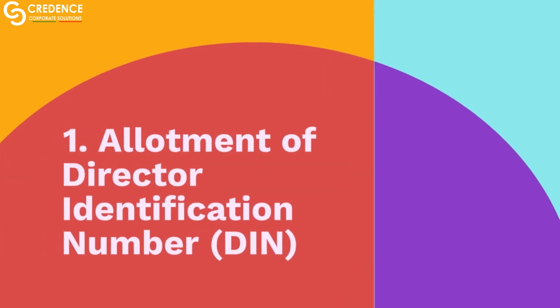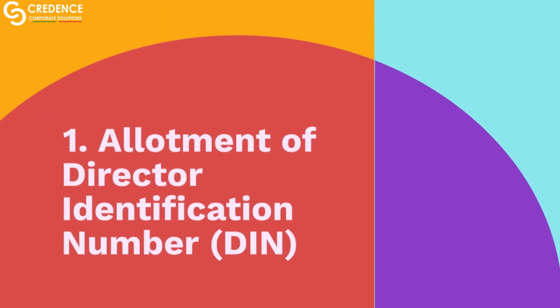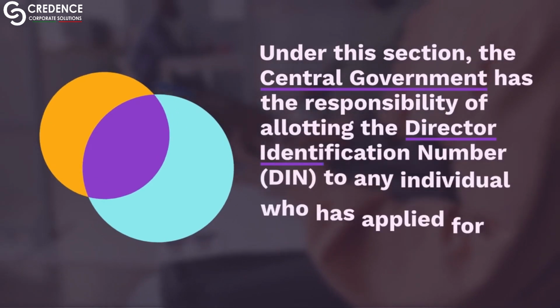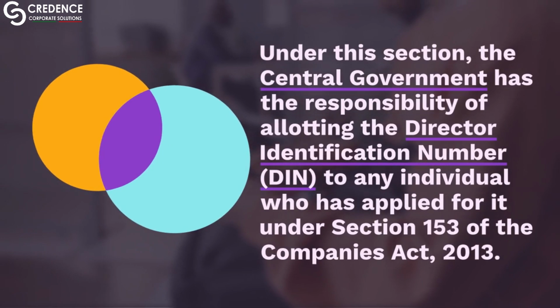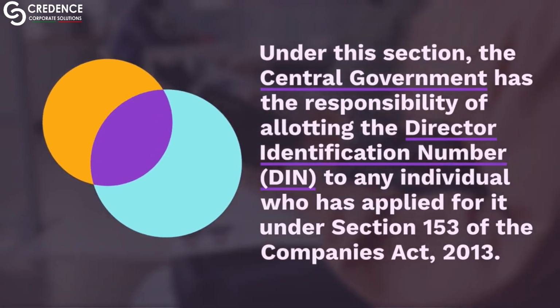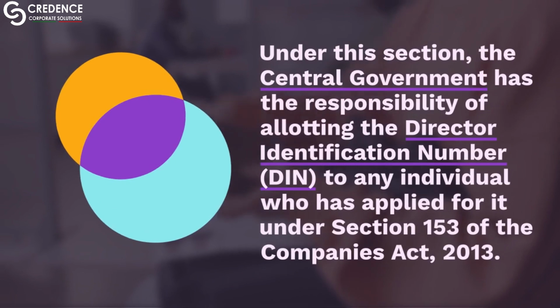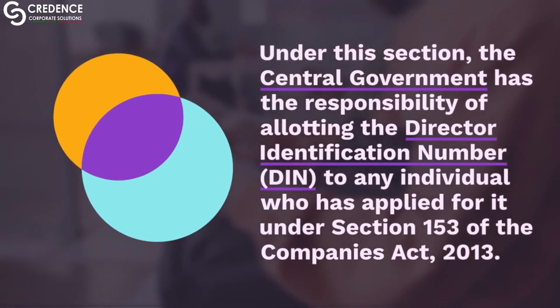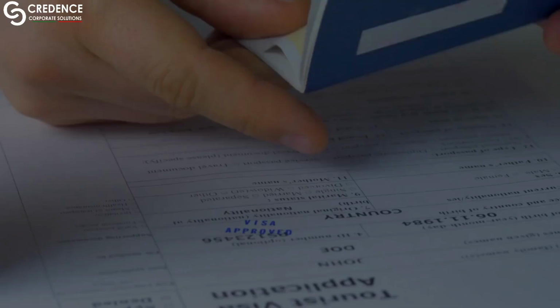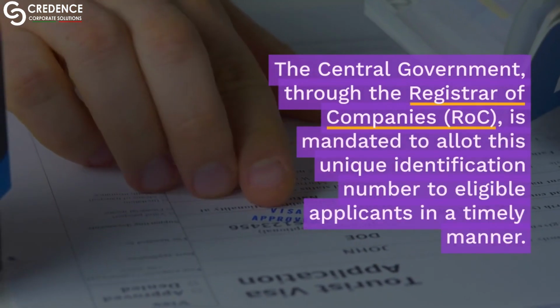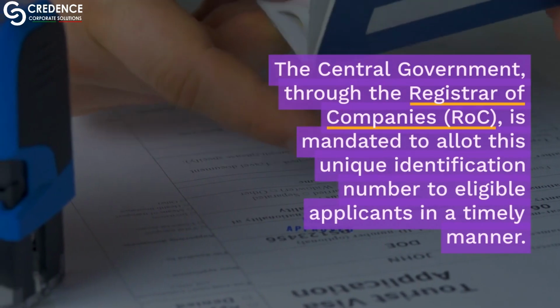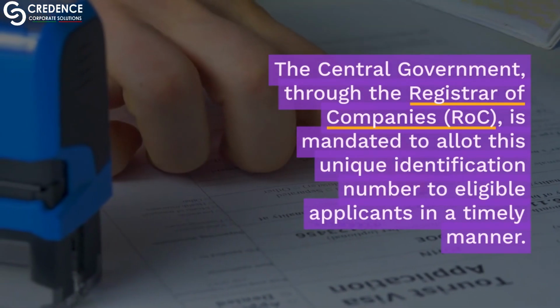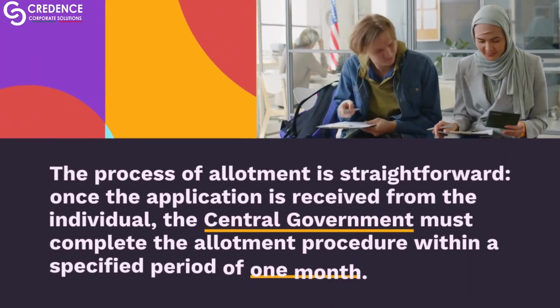1. Allotment of Director Identification Number, DIN. Under this section, the central government has the responsibility of allotting the Director Identification Number, DIN, to any individual who has applied for it under Section 153 of the Companies Act, 2013. The central government, through the Registrar of Companies, ROC, is mandated to allot this unique identification number to eligible applicants in a timely manner. The process of allotment is straightforward.